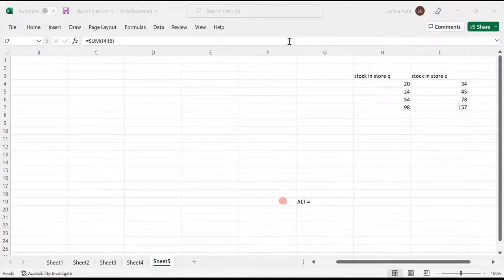Now, let me ask you a question. If I want to undo the overlapping columns, if I want to undo whatever I've done here, who can give me the command? Control Z. You guys are great.